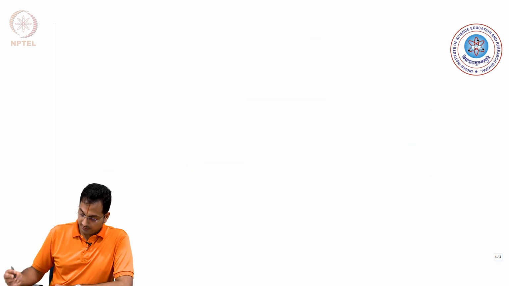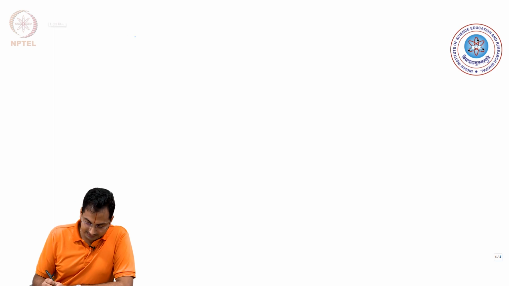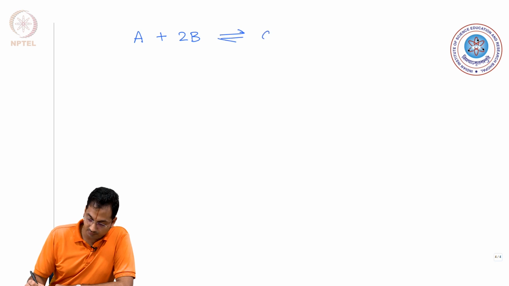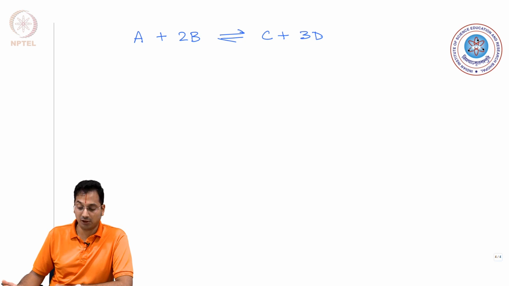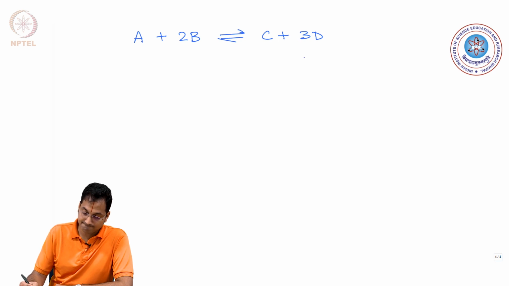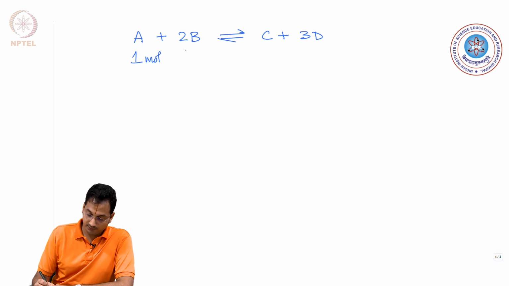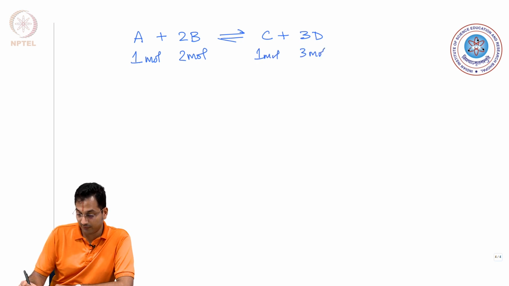Let us switch a few gears and let us try to understand the stoichiometry a little bit more. Now that we have defined all the different concentration units, let us take a simple reaction of A plus 2B that results in an equilibrium of C plus 3D, where the numbers in front indicate their stoichiometric equivalence. Now, if you have 1 mole of A, that requires 2 moles of B to give 1 mole of C and 3 moles of D.